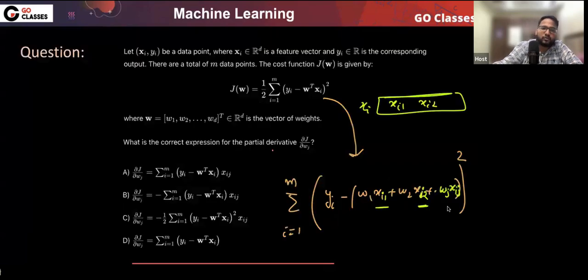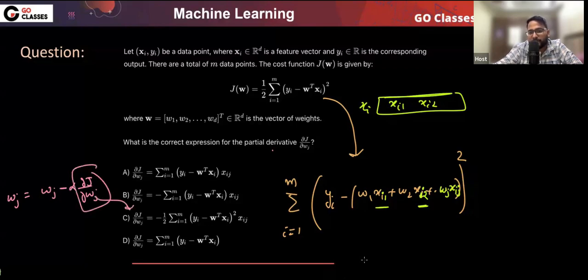Now, if someone asks you, given this, can you write the gradient update rule? So probably you can say for wj, if someone asks you, let's suppose just for wj, then it will be wj minus alpha into this one, right? This is the gradient update rule for wj only. Okay. And what is the value of this? You have just calculated it, right?